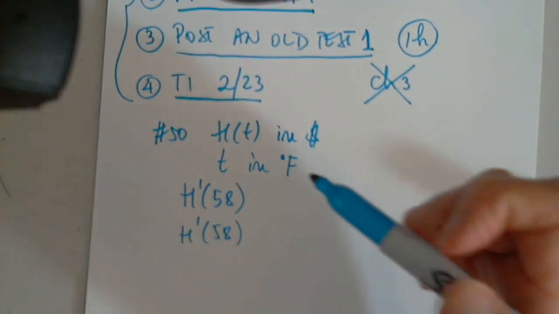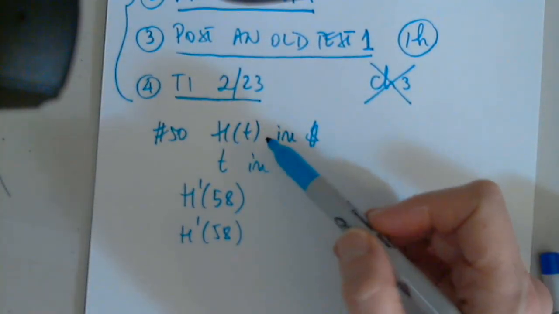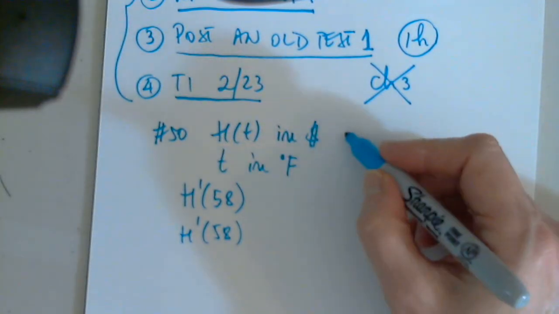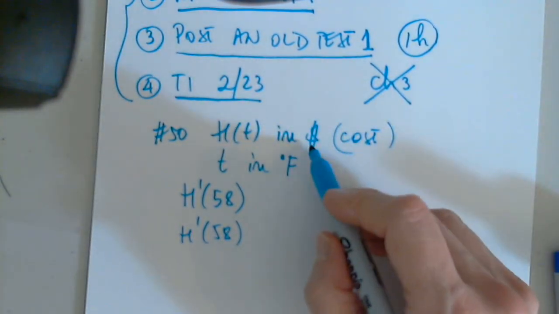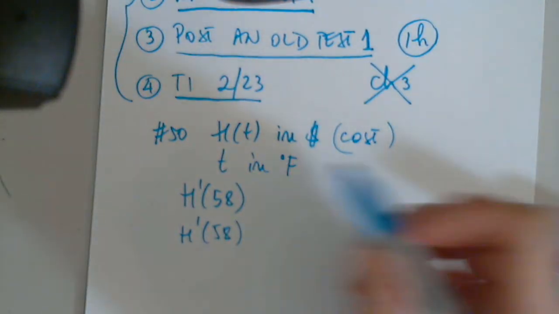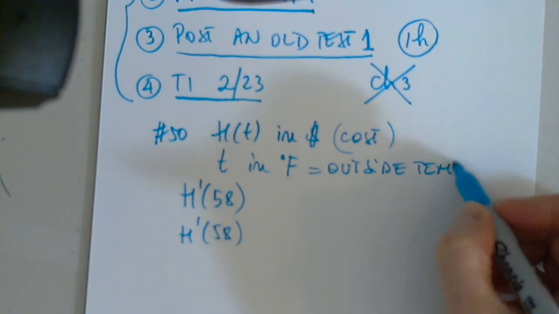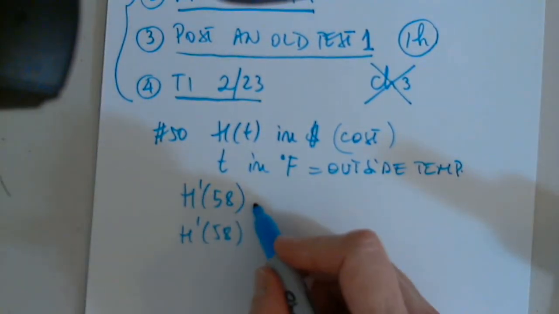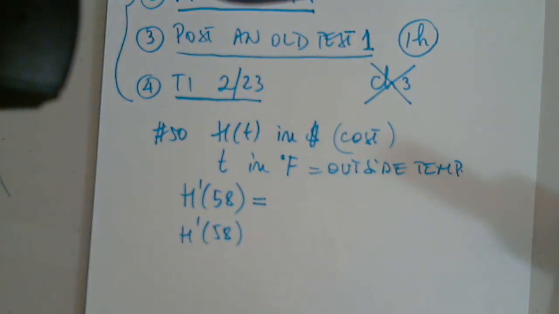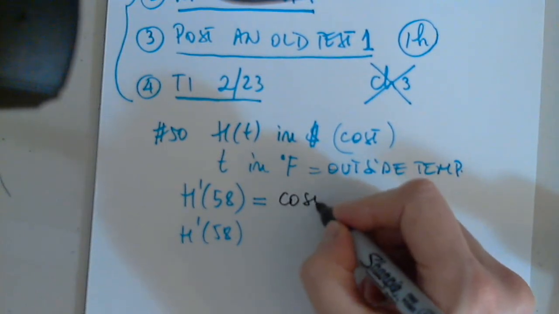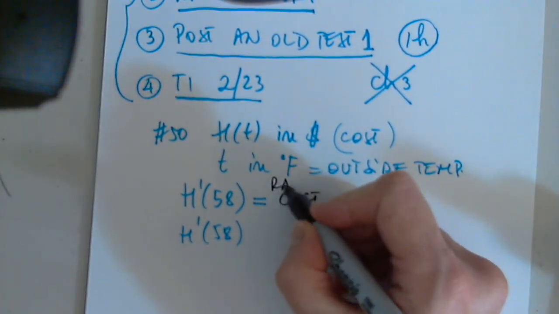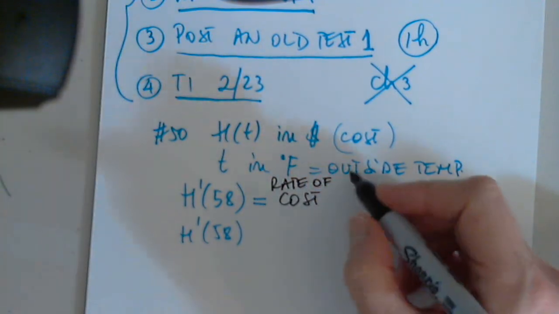Okay, so this is a function that represents the cost in dollars to heat a building. And this is the outside temperature. So what will H prime of 58 represent? Who would like to give it a try? The total cost when the temperature outside is 58 degrees. Excellent, thank you. Rate of change. Don't forget that. Rate of change.